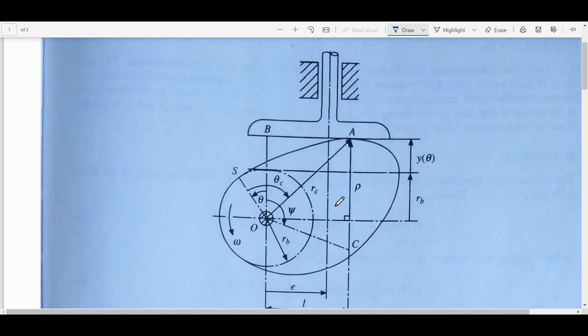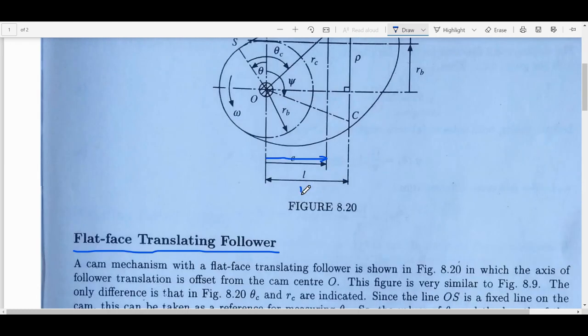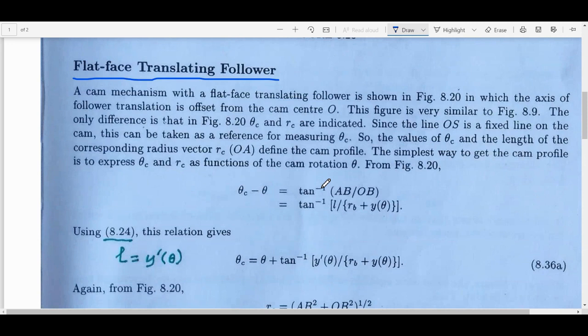There is an offset. It is important for determining whether it can move under whatever friction there is, but in terms of kinematics you see it will not be important. This distance L, I will remind you, we have previously found it. It is y prime of theta.